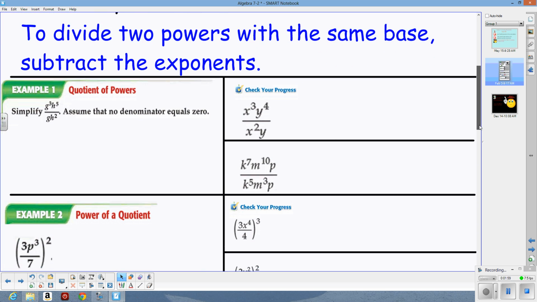Let's go ahead and start with our first example. Simplify g to the third, h to the fifth over g h squared. You can think about this as two separate fractions multiplied together if you wanted. You could think of it as g to the third over g times h to the fifth over h squared.